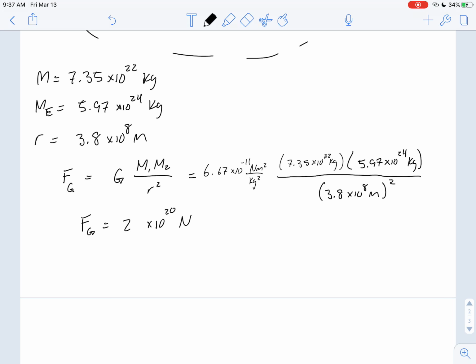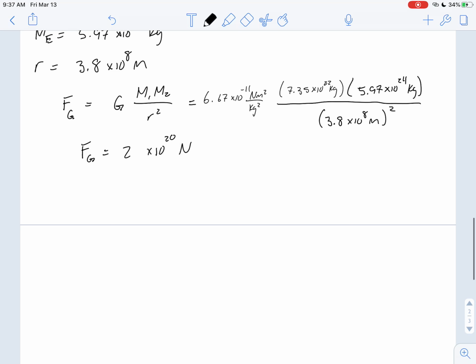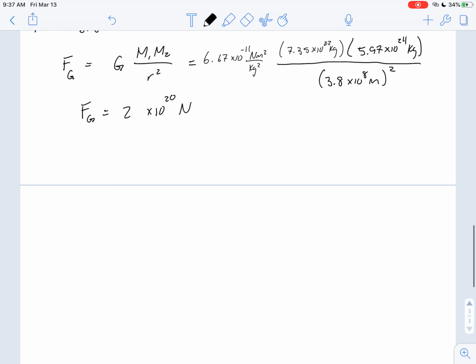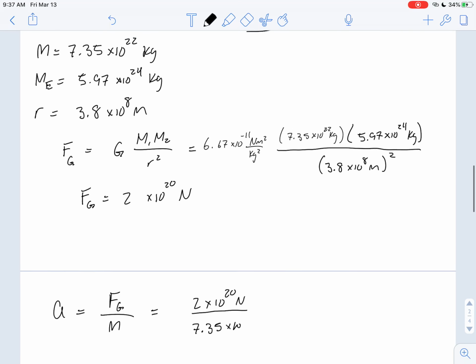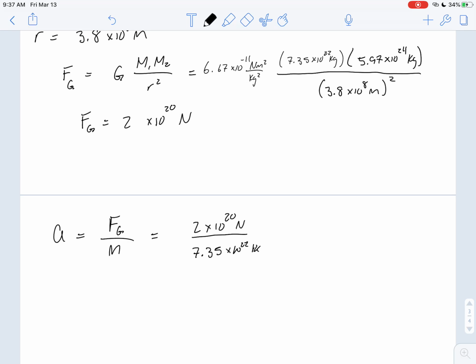Next thing we want to do is find the acceleration. A couple of ways to do that. We're going to do the easiest way and just find the acceleration of the moon using Newton's second law, which should just be the force acting on the moon, which is what we just found, divided by the mass of the moon. So we'll go ahead and do that. 2 times 10 to the 20 Newton, divided by the mass of the moon, 7.35 times 10 to the 22 kilogram.